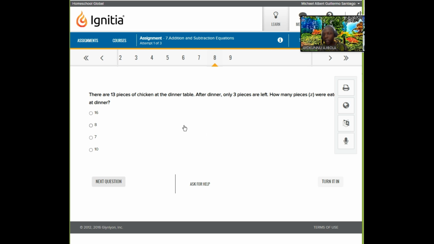Then the second and last question before we round up for today. There are 13 pieces of chicken at the dinner table. After the dinner, only 3 pieces are left. How many pieces were eaten at the dinner? So 13 and 3, 10 must have been eaten, okay? So 3 have remained. Three. Yeah.